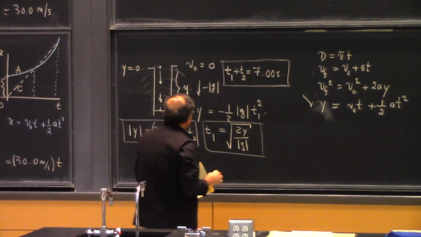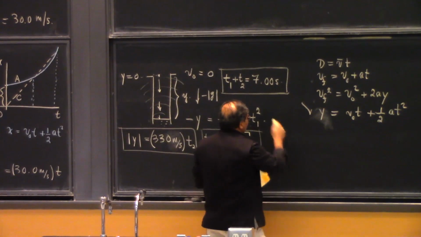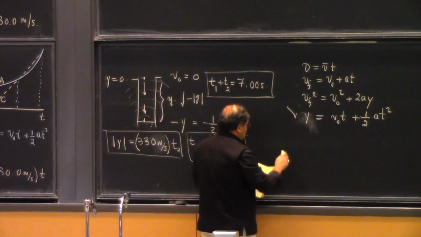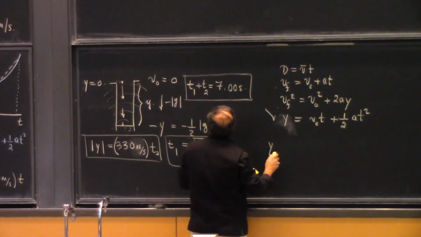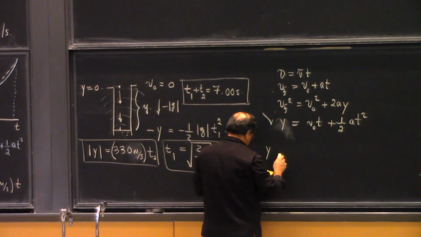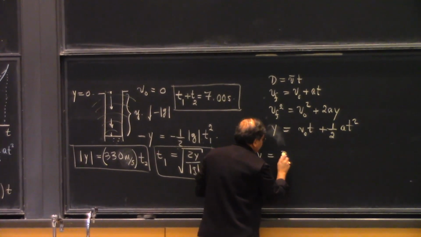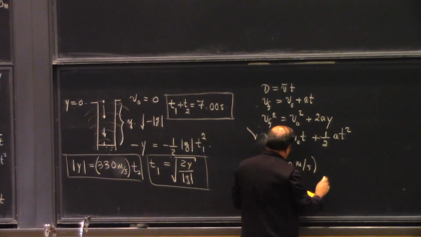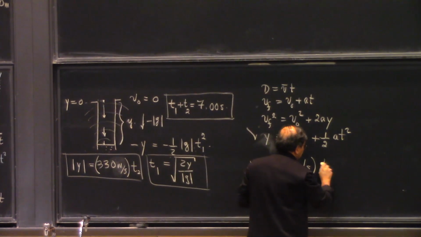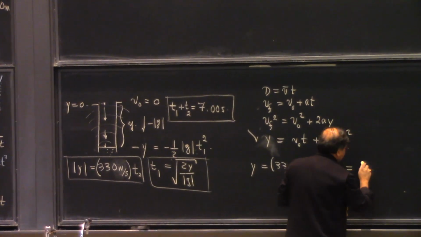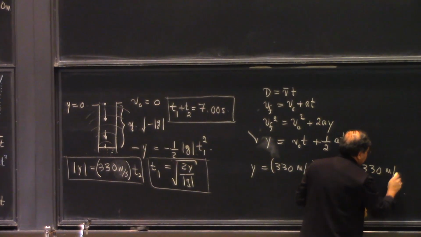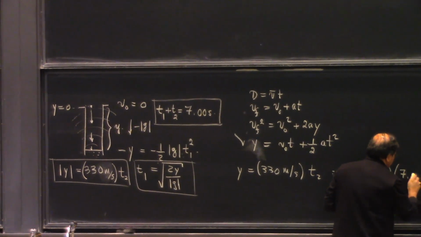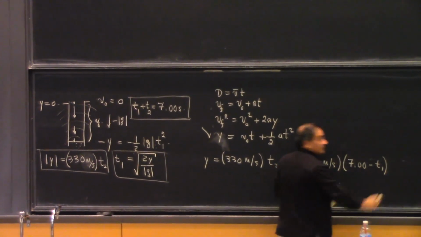Let us get rid of one of the t's. So from here, what do I want to eliminate? Let's say I eliminate t2. So I can write y equal to 330 meters per second times t2, right? That's this equation here. And I can also write this as 330 meters per second times t2, which is turning out to be 7 minus t1, right?